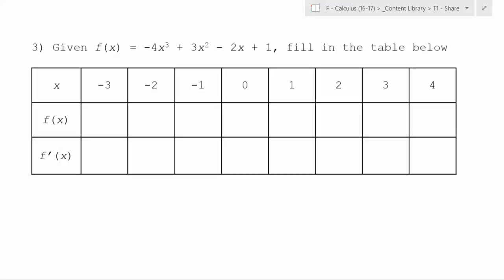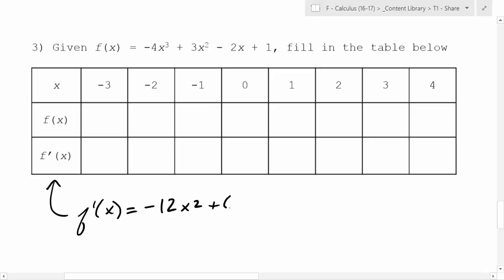But now, instead of running that, you want to do f prime. So what do you do first before you fill in this table for f prime? You find the equation for f prime. Alex, can you tell me what f prime is for this one? Negative 12x squared. Yep. Plus 6x. Yep. Minus 2. Exactly.